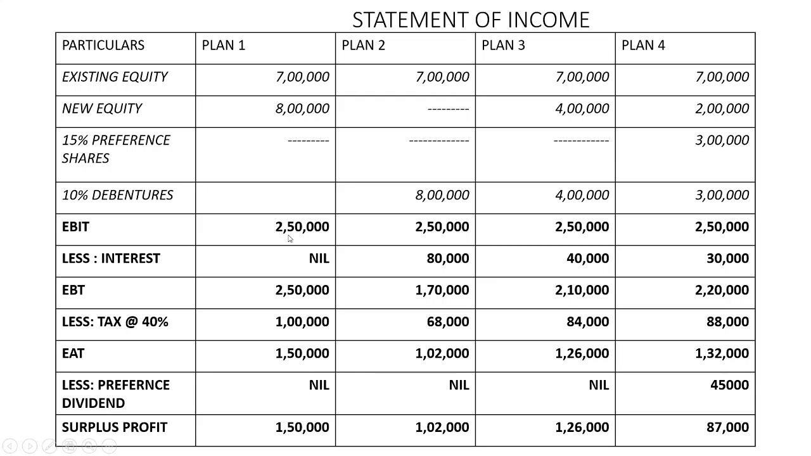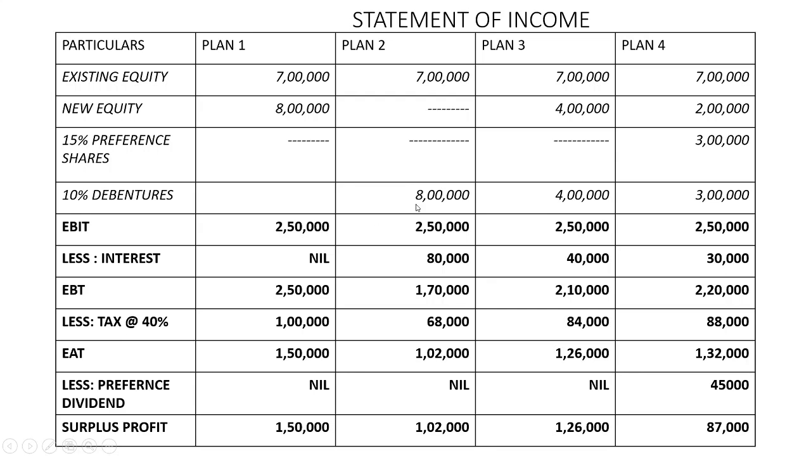EBIT, new EBIT is 2,50,000 in all the plans. Now less interest. Now we'll see the first plan only. In case of the first plan, there is no interest. Why? Because there are no debentures. 2,50,000 minus interest 0. So earnings before tax is equal to 2,50,000. Less tax at 40% is 1 lakh rupees. So earnings after tax is equal to 1,50,000. Less preference dividend, no preference share capital, so it is nil. So surplus profit is equal to 1,50,000.